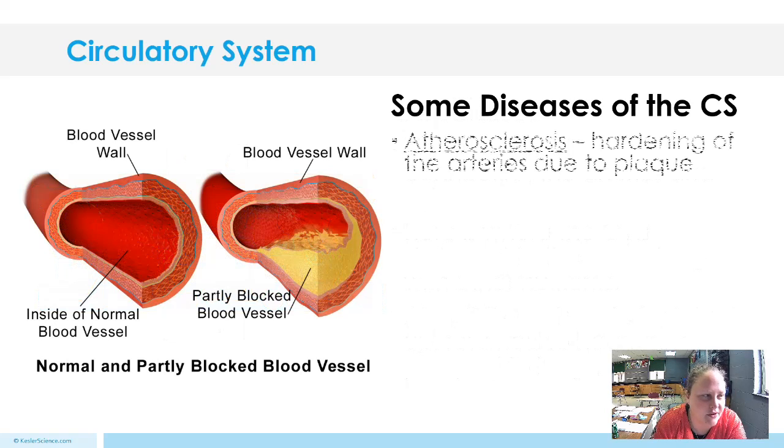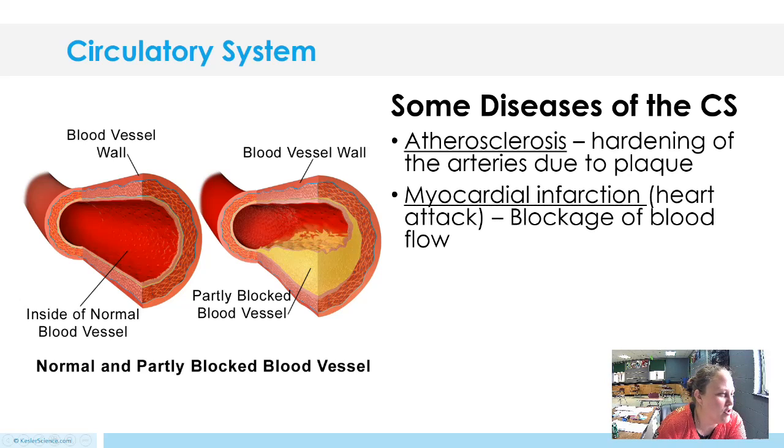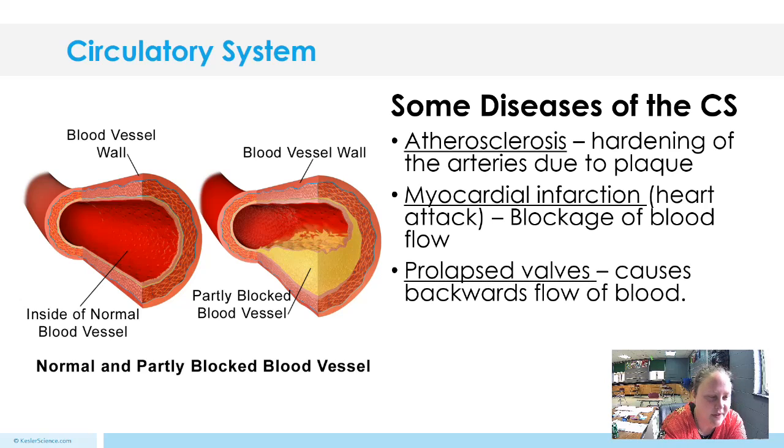Some diseases of the circulatory system, and I might butcher these names. Atherosclerosis is the hardening of the arteries due to plaque. So it's mainly plaque buildup. As you can see, the yellow, that's the partly blocked blood vessel. This constricts the blood flow. Then you have the myocardial infarction, or basically a heart attack. It's the blockage of the blood flow. You have a prolapse valve, which causes backwards flow of blood, so kind of like a leak. It lets blood go the wrong way backwards into the heart sometimes.